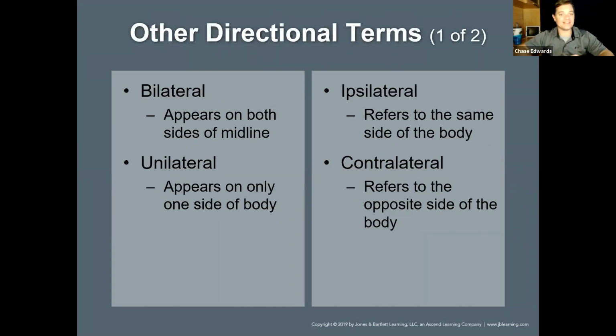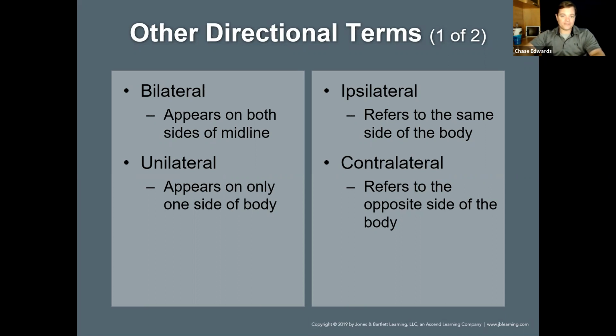All right, so other directional terms. Bilateral. It's a body part or a condition that appears on both sides of the midline. So examples are like eyes, ears, hands, and feet. So some of the stuff when we're doing documentation: equal and bilateral chest rise and fall. Both pupils were equal bilateral. All right, equal on both sides. Chest rise and fall equal on both sides. Bilateral.